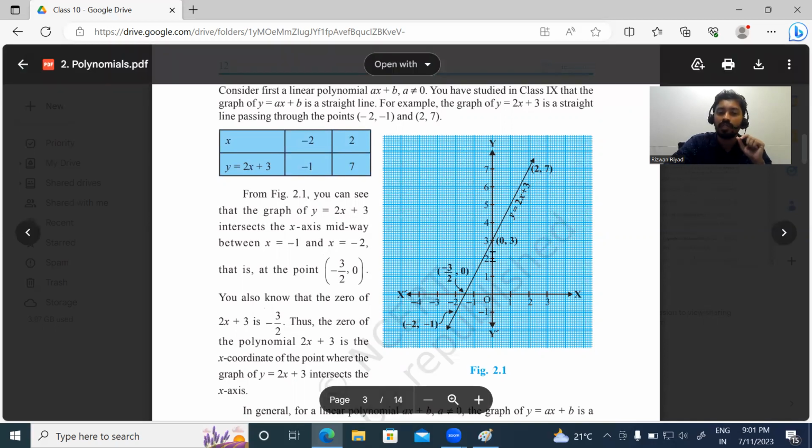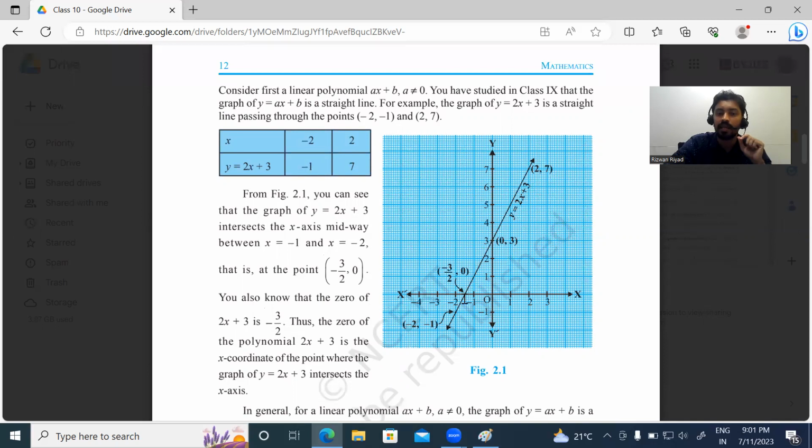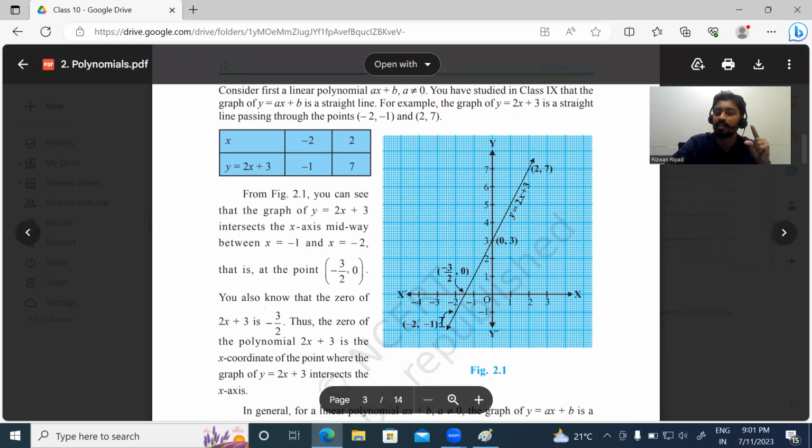Now you can see that this straight line is intersecting the x-axis at this point. You can see the point. The x-coordinate of that point is the 0 of this polynomial. So this is the geometrical meaning of the 0 of a polynomial. I am repeating, the 0 of a polynomial means the x-coordinate of that point, the point at which the graph of that polynomial is intersecting the x-axis.